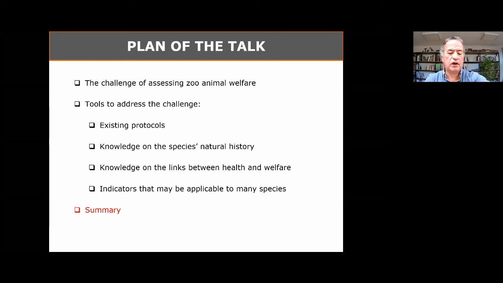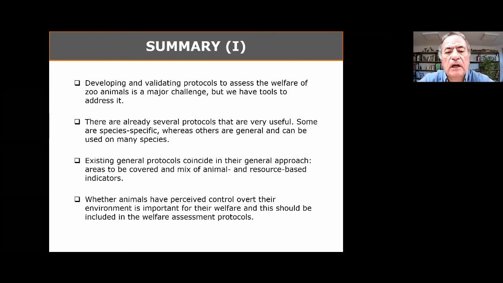Good, and this brings me to the final part of my talk, the summary. So basically 8 ideas or take-home messages. First, developing and validating protocols to assess the welfare of zoo animals is a major challenge, but we have tools to address it. So that's the optimistic side of the talk. One tool is that there are already several protocols that are very useful. Some of them are specific for a given species or group of species, whereas others are general and can be used on many species. And these general protocols coincide in the areas to be covered.